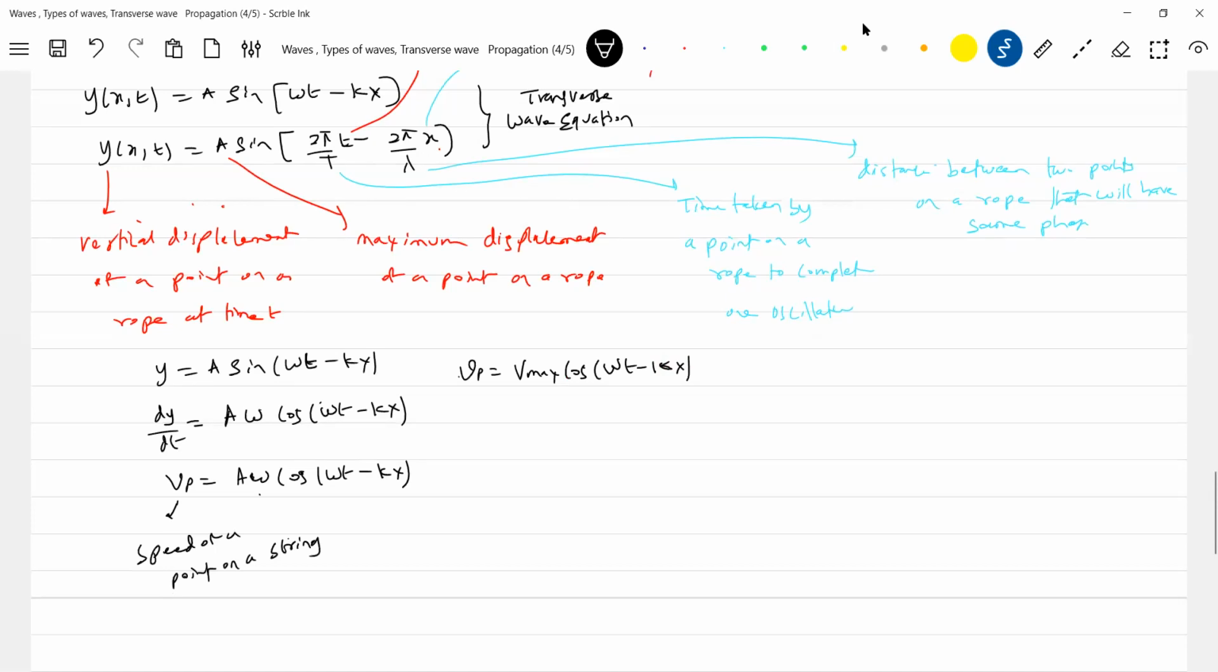This colloquial speed of a point on a string, I'll call it particle velocity. There are two things: wave velocity and particle velocity. What do you mean by wave velocity? The speed with which the disturbance propagates. What is the particle velocity? The velocity of points on a rope.